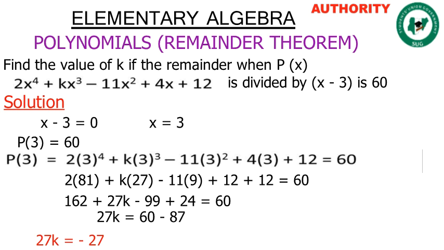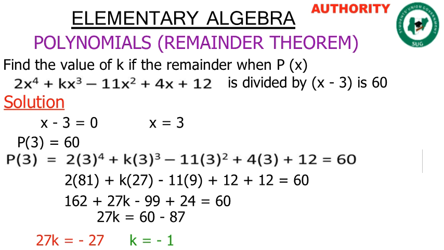So we are looking for k. We divide both sides by 27. So 27k divided by 27 is equal to minus 27 divided by 27. The 27 cancels 27 on the left hand side, and we have k. Minus 27 divided by 27 gives us minus 1. So our value of k is equal to minus 1.